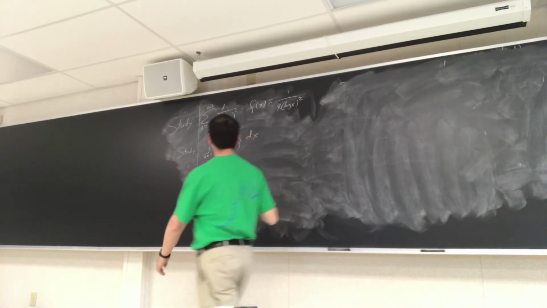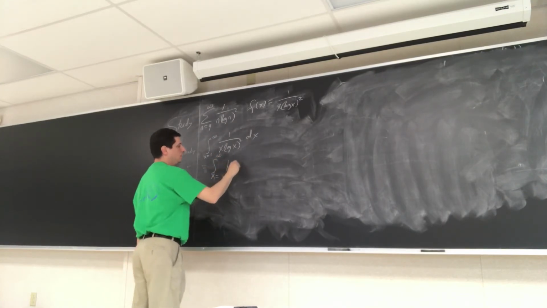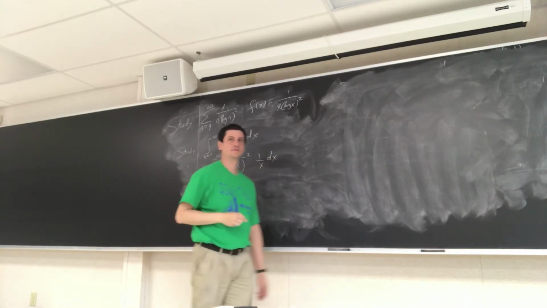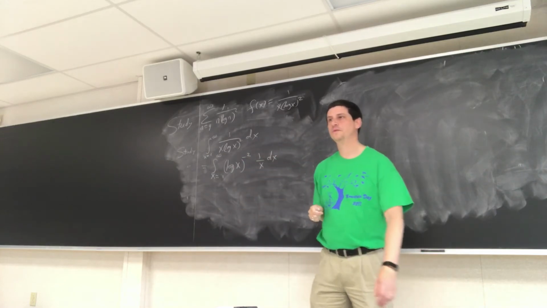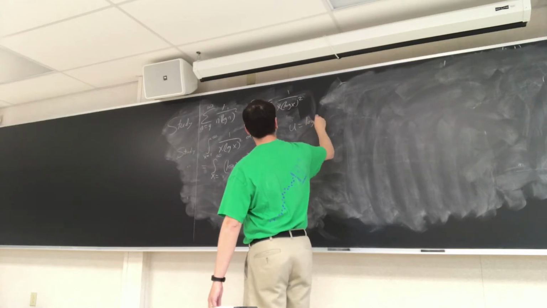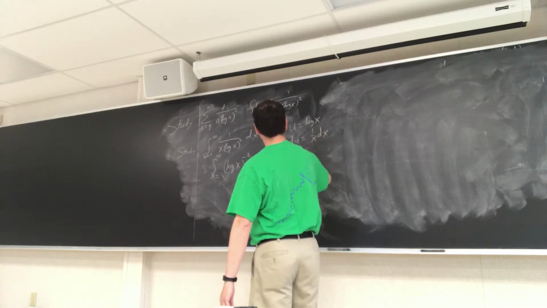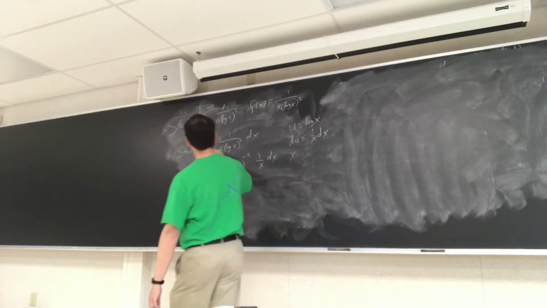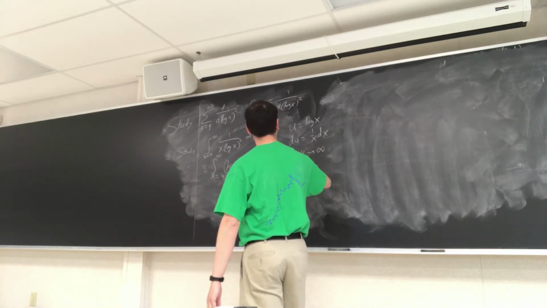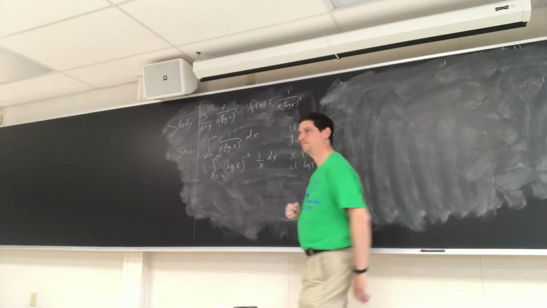All right, let me rewrite it. Integral x goes from 1 to infinity, log of x to the negative 2, 1 over x dx. If you let u equal log of x, then du is 1 over x dx. I'm doing it from 4 to infinity. As x goes from 4 to infinity, u goes from the log of 4 to infinity.